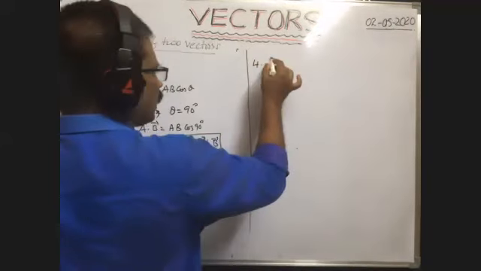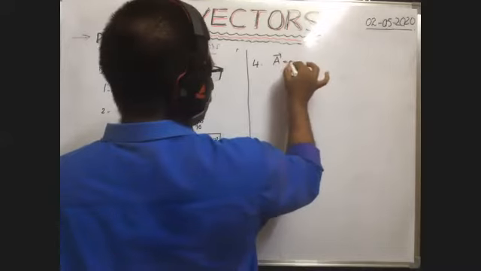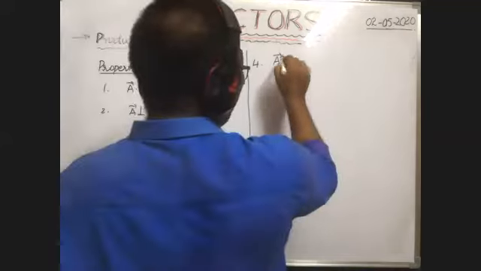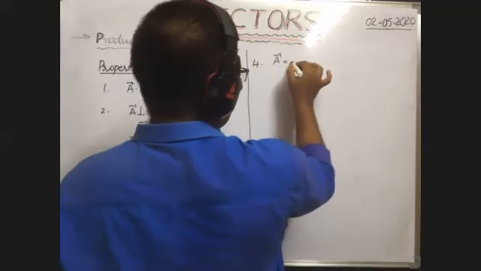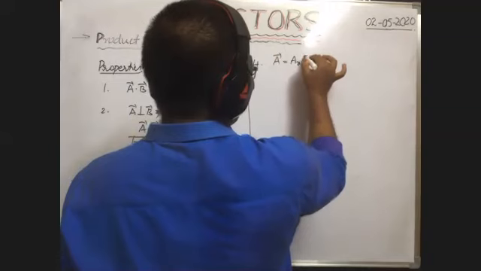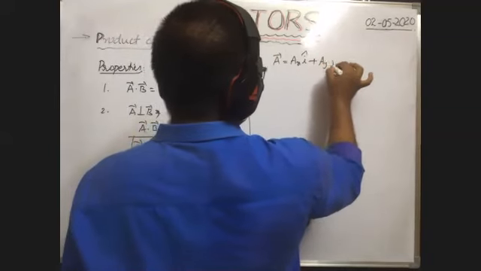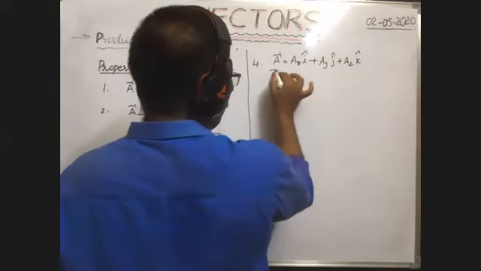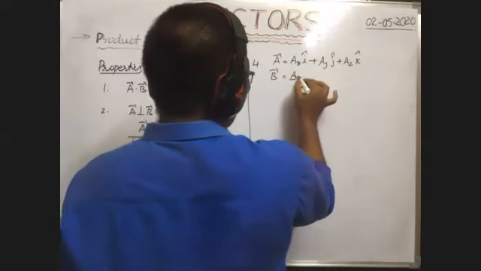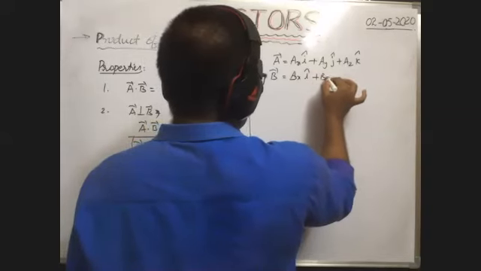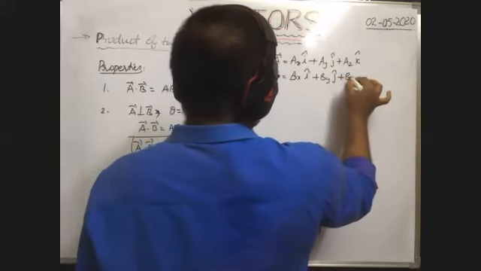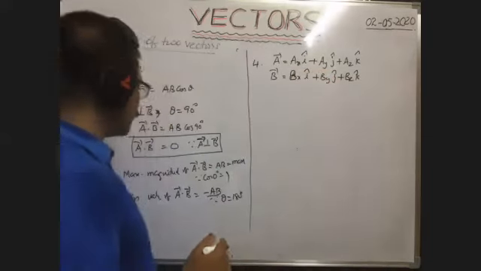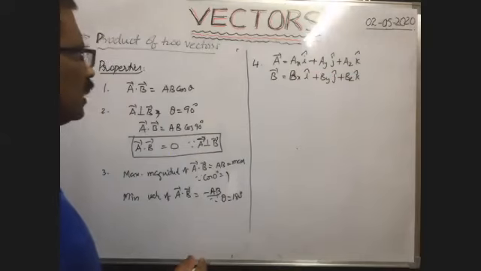Next, suppose we are given two vectors. We can write them in any way, but in vector form we have to write a bar is equal to ax into i cap plus ay into j cap plus az into k cap. Similarly, b bar is equal to bx into i cap plus by into j cap plus bz into k cap. In this way, two vectors are given.